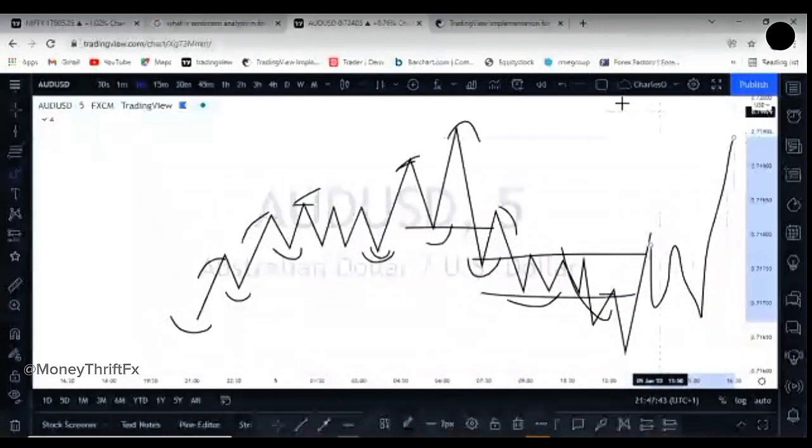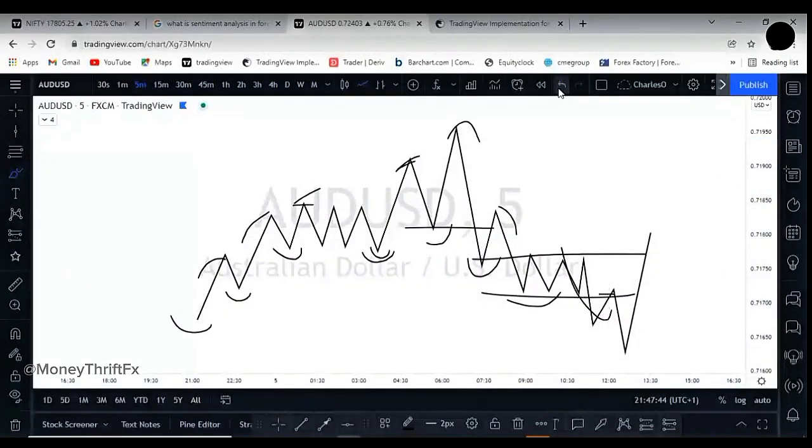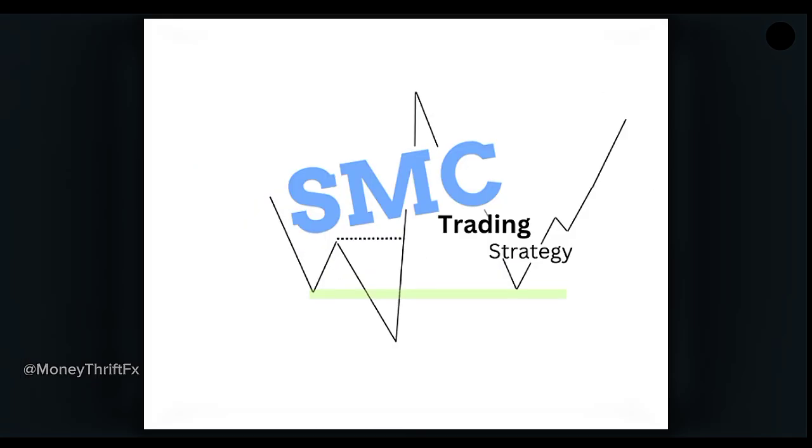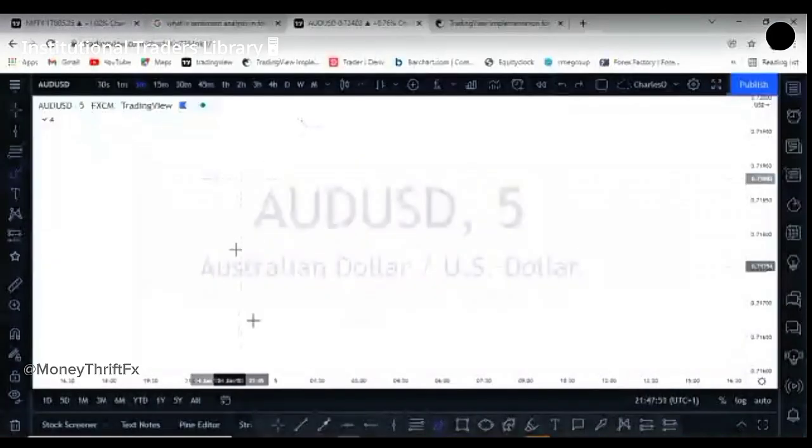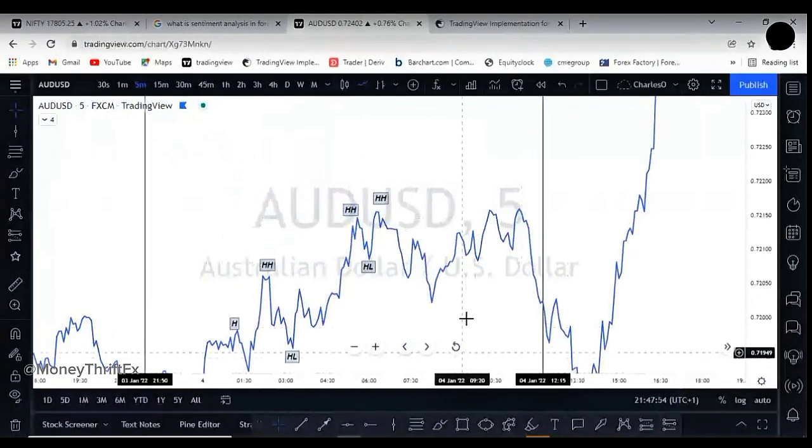So you can have multiple breaks of structure happen in a particular market at a time, right? So in a day, it's very possible. Very possible. So based on this, as we are labeling, right?